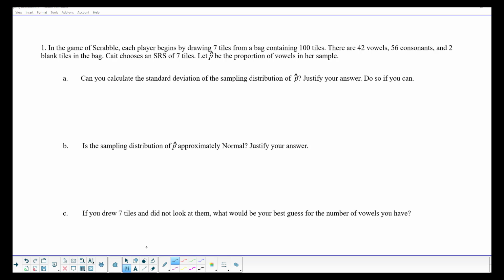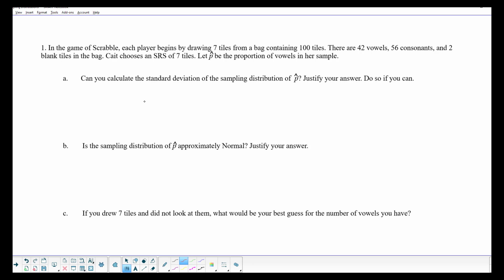All right, so in the game of Scrabble, we have a player beginning by drawing 7 tiles from a bag that contains 100 total tiles. We have our total number of vowels, consonants, and blank tiles in the bag, and we have this player, Kate. She chooses an SRS of 7 tiles. We will let p hat be the proportion of vowels in her sample.